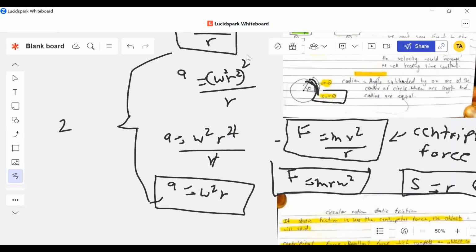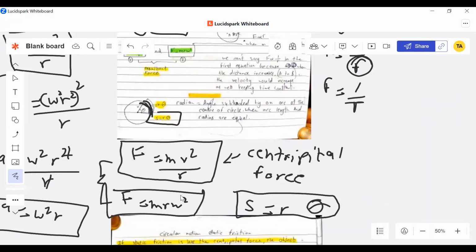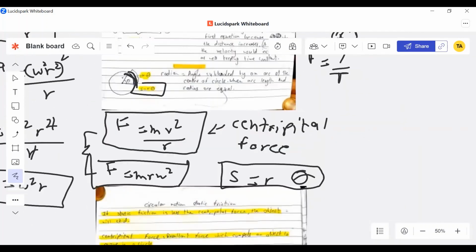And similarly, force also has two formulas, which is F equals mv square over r, or simply m times velocity squared over radius. And the second formula for force is mass into radius into omega square, or angular velocity. Both of these forces are known as the centripetal force. I'll explain what centripetal force is later on, but this is the formula that you need to know. And also, the arc length equals the radius times the angle of the arc. So this is the first part.